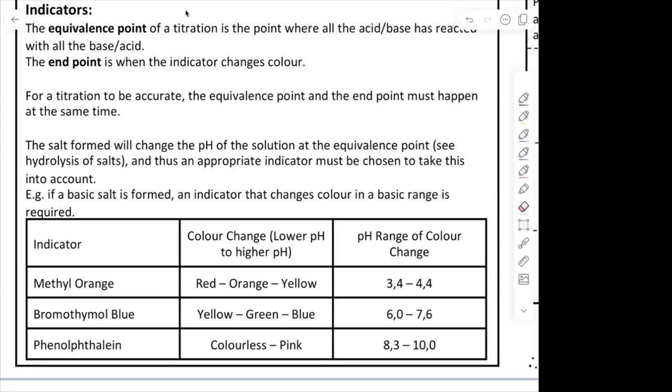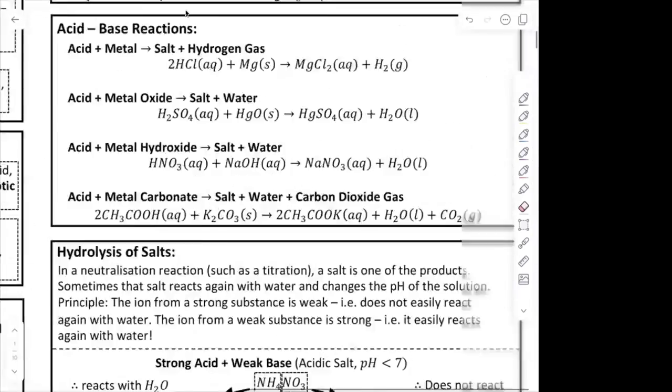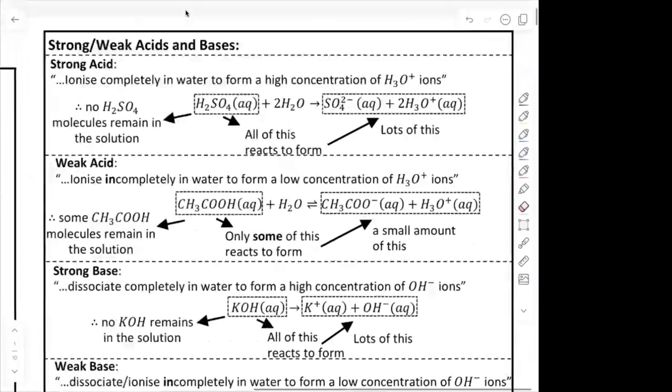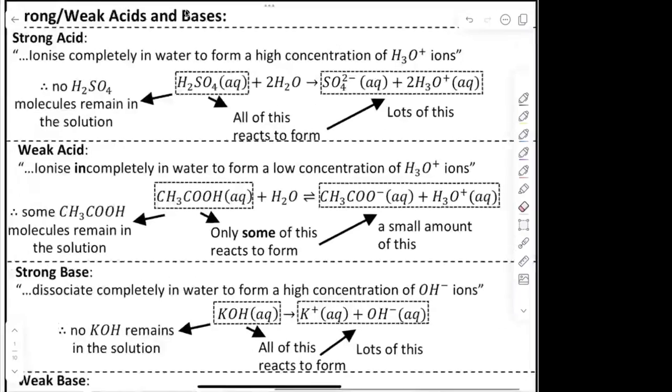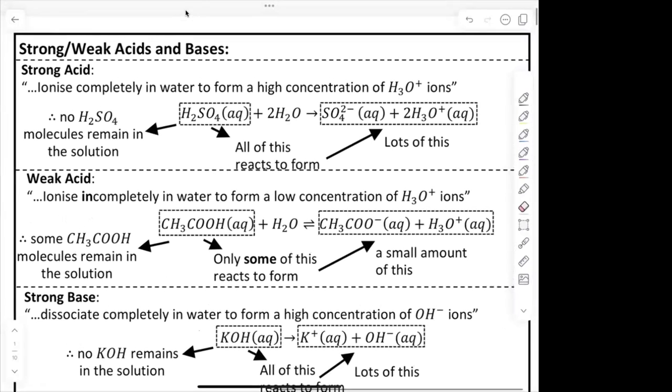That's how we can deal with some of those ones there. And now what I also want to do is come back and look at the relative strengths of acids and bases. Remember, a strong acid or a strong base is one that will ionize or dissociate completely in water. A strong acid will ionize completely or near completely in water to form a high concentration of H3O+ ions.